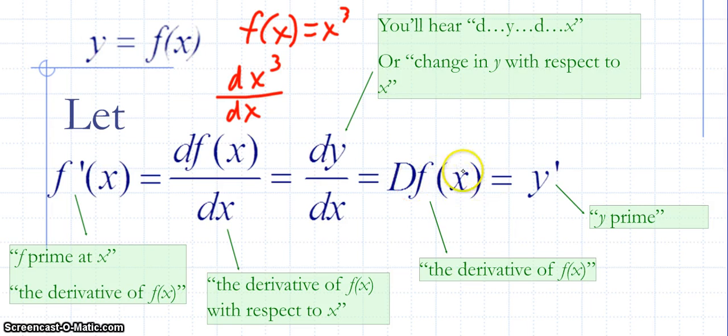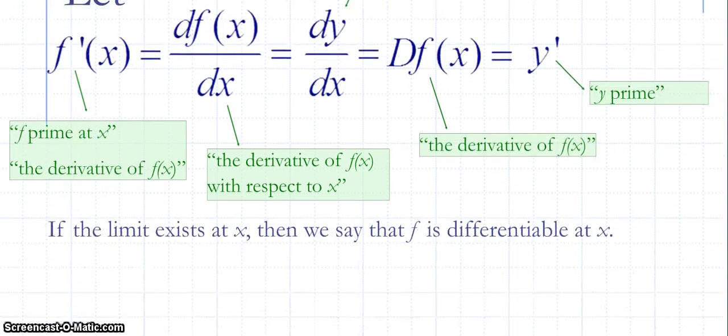Or we can see this notation. This is a little less common, or at least I think it is. Capital D, f of x, so that's the derivative of f of x. Or we can see y prime, which also means the derivative of y, or the derivative of x. So if the limit exists at x, then we say that f is differentiable at x. We'll talk about differentiability shortly.